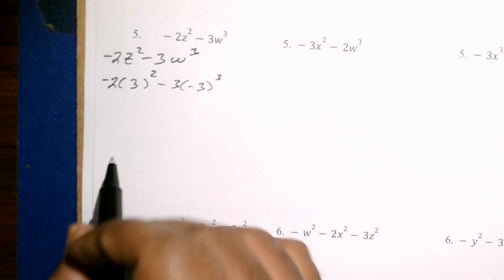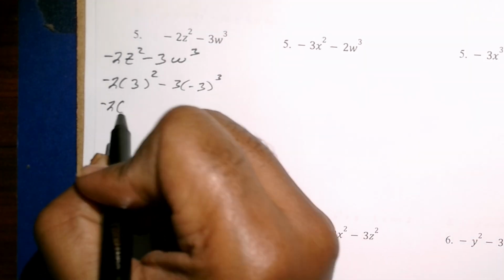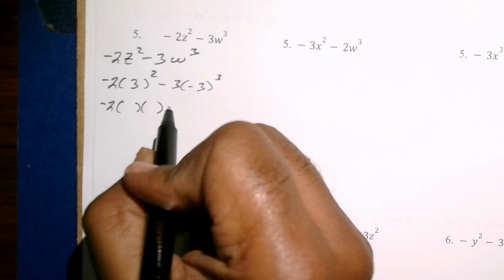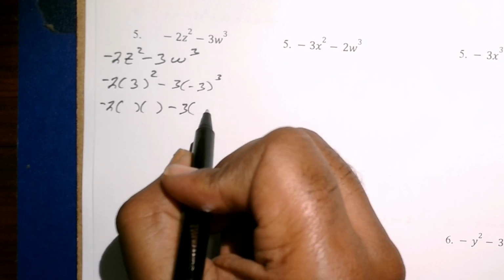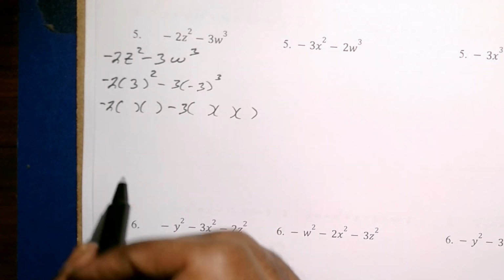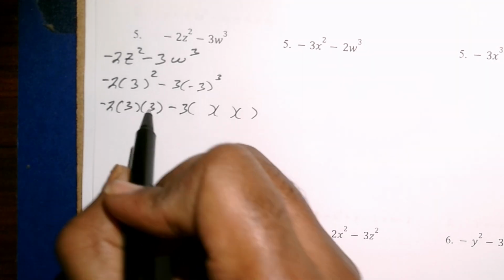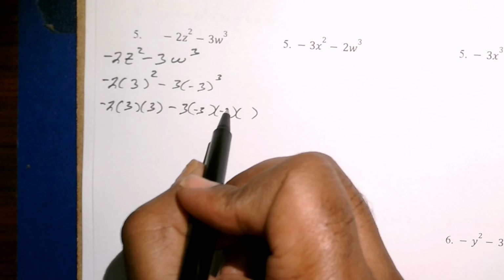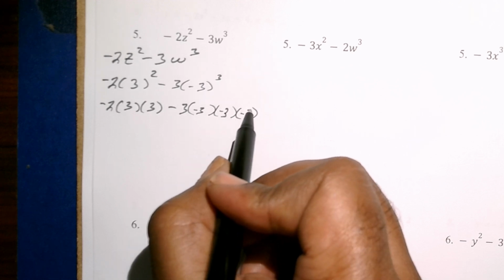All right, now expand this. So it's negative 2. We have 2 of the 3's, that'll be a negative 3, and we're going to have 3 of the negative 3's. So 3 here, negative 3 there, negative 3 there, and negative 3 there.